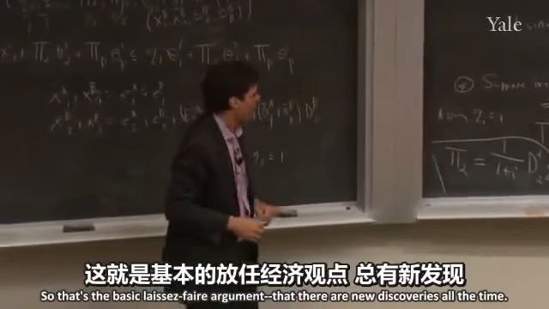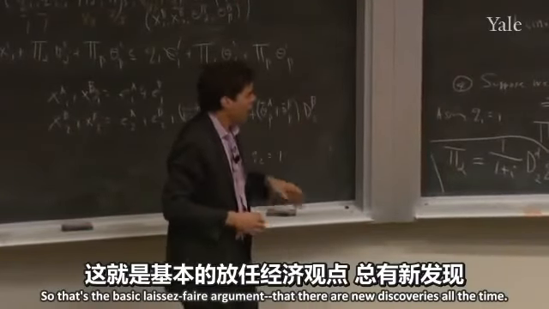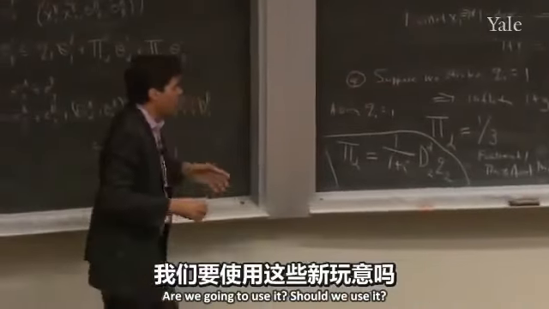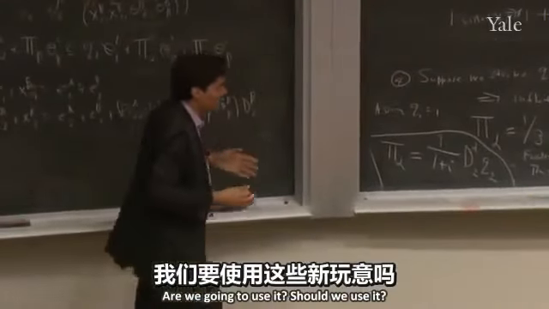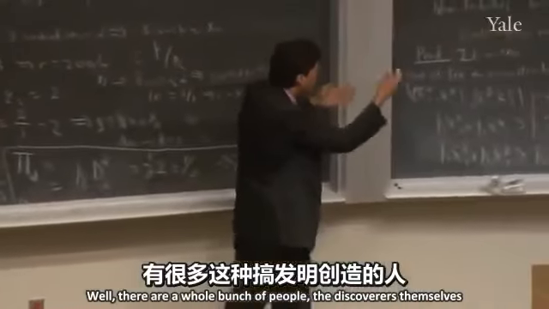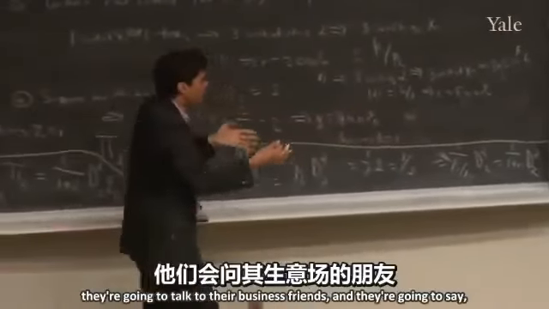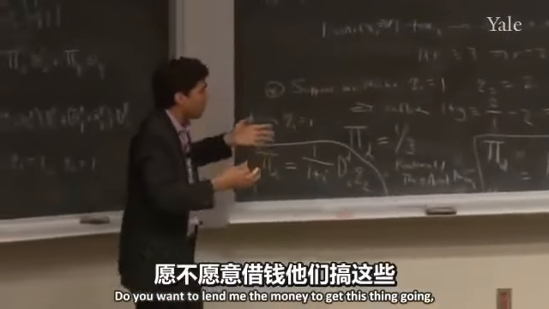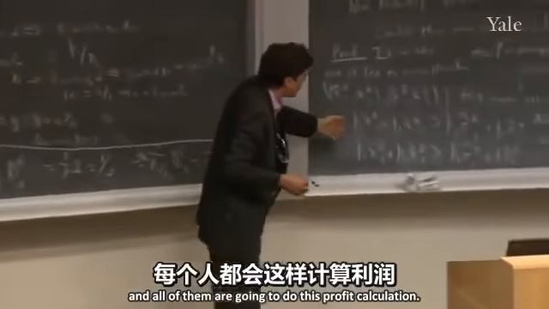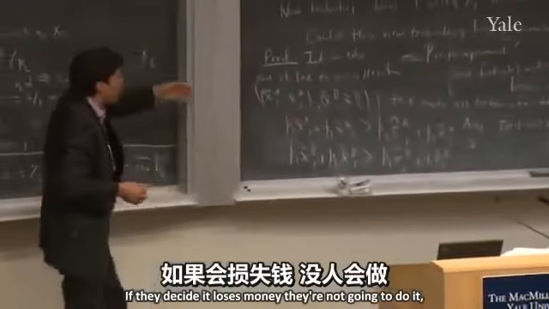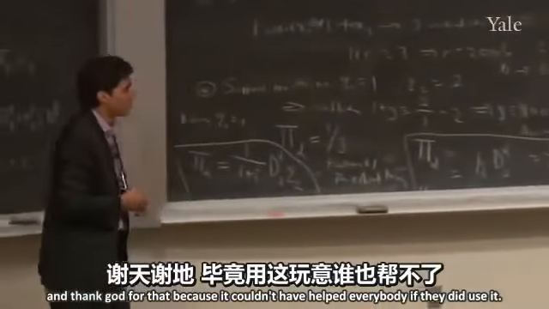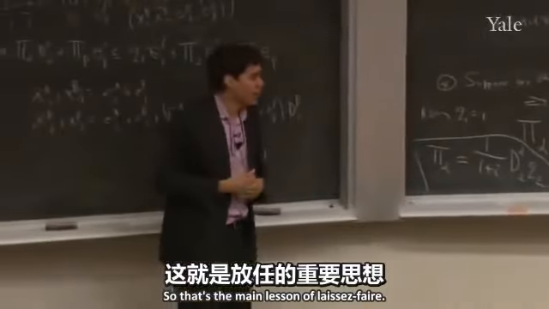So that's the basic laissez-faire argument, that there are new discoveries all the time. Every other day somebody's thinking of something new. Are we going to use it? Should we use it? Is it something we need to read about in the papers and use? Well, there are a whole bunch of people, the discoverers themselves. They're going to talk to their business friends and they're going to say, do you want to lend me the money to get this thing going? And all of them are going to do this profit calculation. If they decide it loses money, they're not going to do it. And thank God for that, because it couldn't have helped everybody if they did use it. So that's the main lesson of laissez-faire.